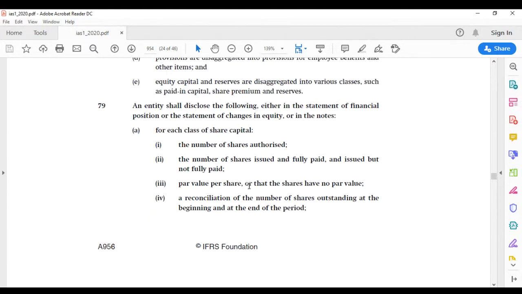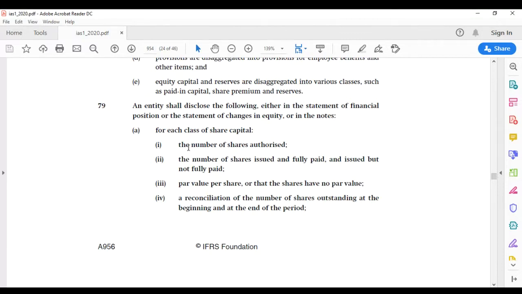I just want us to have a look at paragraph 29 as well. You already know this when we did share capital last term. You know that we had a share capital note. So what must be disclosed in the share capital note? It comes from IAS 1. I know it also comes from the IAS that deals with share capital, but here in IAS 1 they already tell us a few things.